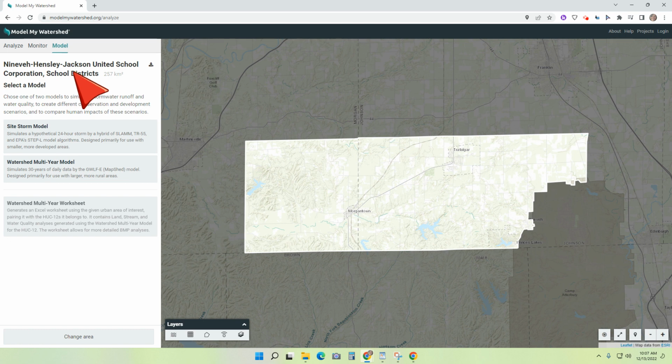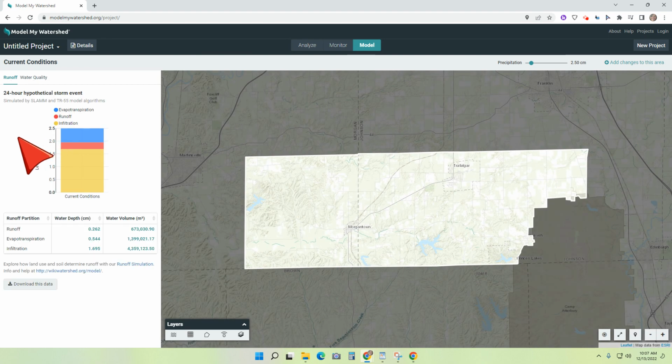If we look at model, that's where it's going to get a little interesting. We could go ahead to the site storm model. You can read, I know, but it says it simulates a hypothetical 24-hour storm. We'll click on it. That'll take a second. So if we look at the 24-hour hypothetical storm event, we have evapotranspiration, so from the plants, and runoff. Now runoff is going to carry a lot of the things off of the top of the surface into the groundwater, into the surface water. That's something to consider and think about. How does a storm affect the runoff that occurs? And infiltration, so actually going into the ground.